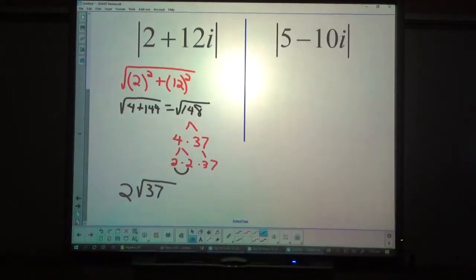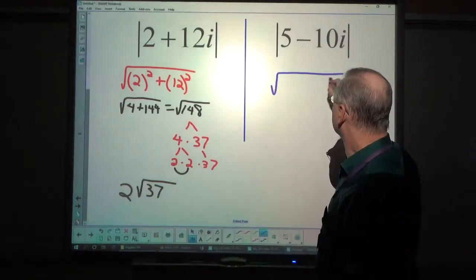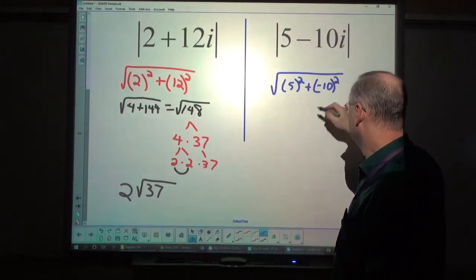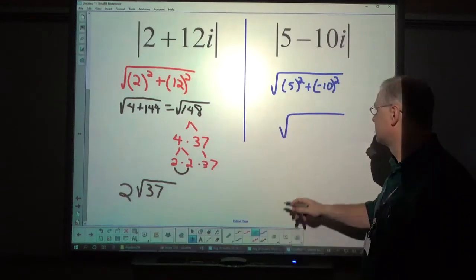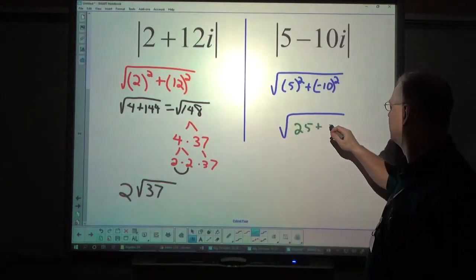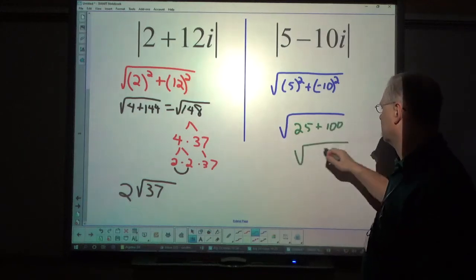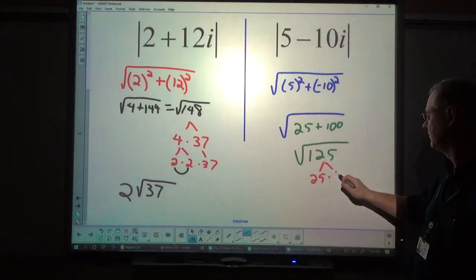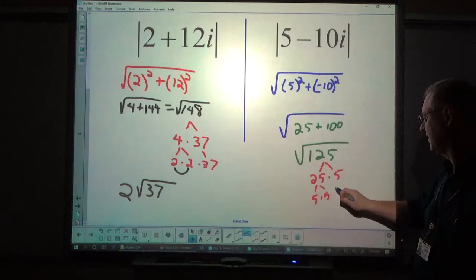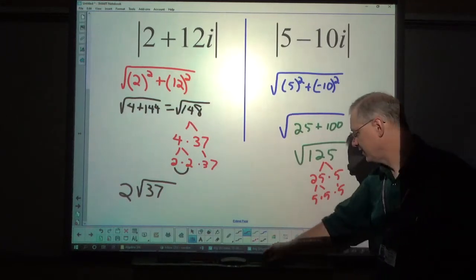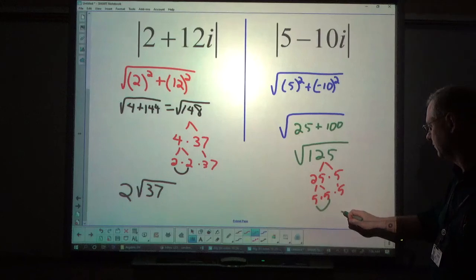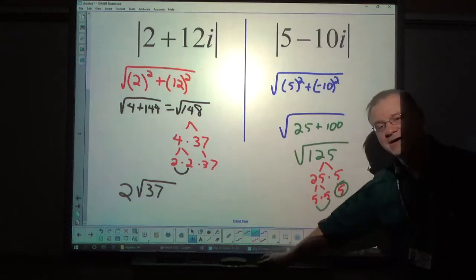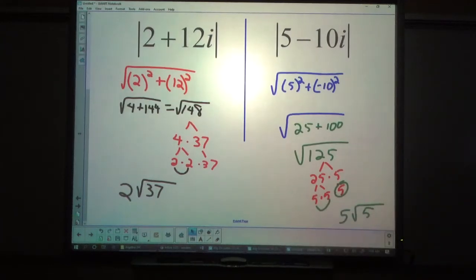All right, over here, square root of 5 squared plus -10 squared. That's going to simplify to 25 plus 100, or 125. And we know that breaks into 25 times 5, 5 times 5 times 5. I have a pair of 5s. I pull one out, and one 5 stays in, and I have my final answer of 5 square root of 5.